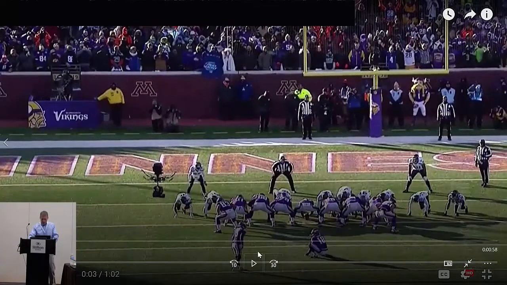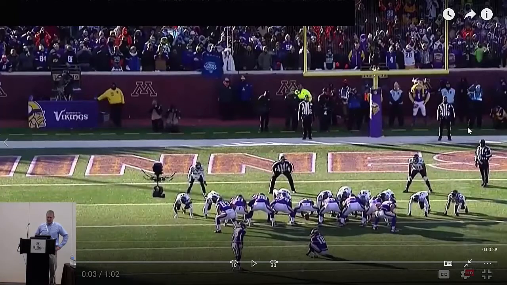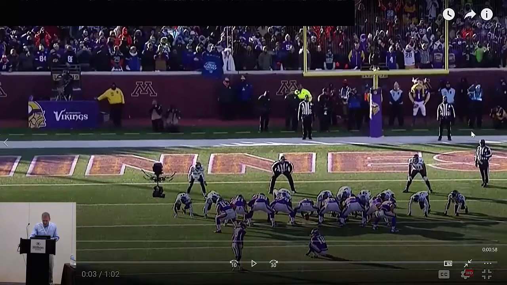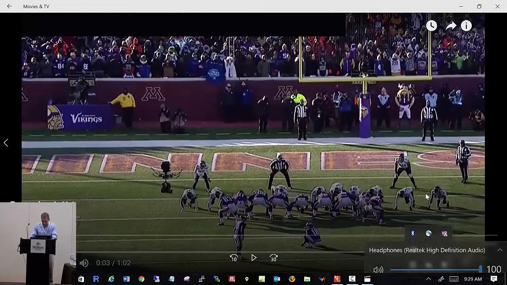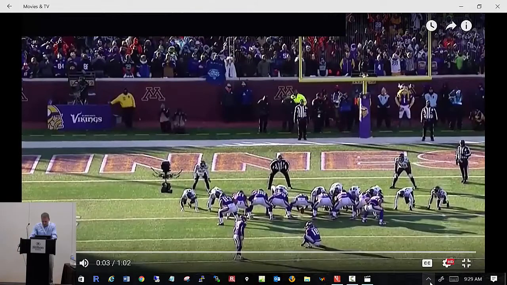Let's see if I can turn up the volume. Take a moment to notice, first of all, that he's not very far away. He has to kick the ball between those yellow posts at the top. The target area is between those yellow goalposts, which is where he's trying to kick the ball. By the way, the kicker's name is Blair Walsh. This is a home game for Minnesota, and pretty much everybody in the stadium sees those goalposts, sees where he's standing, and says, "We got this."